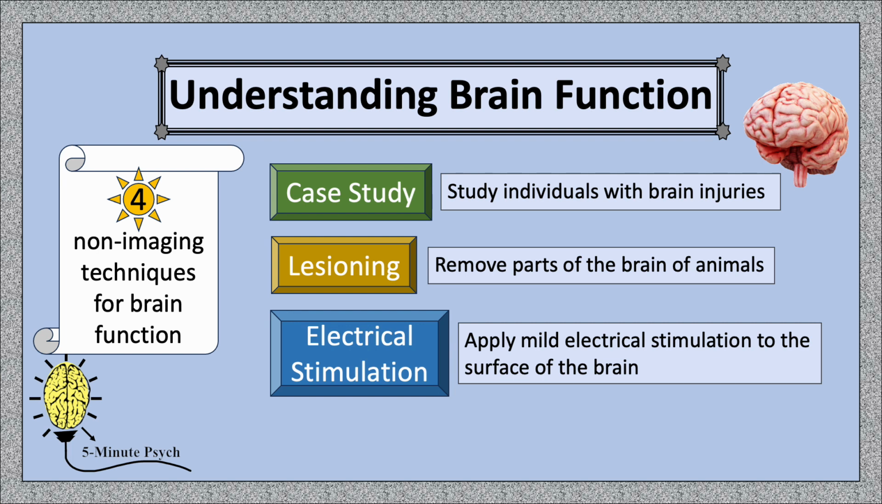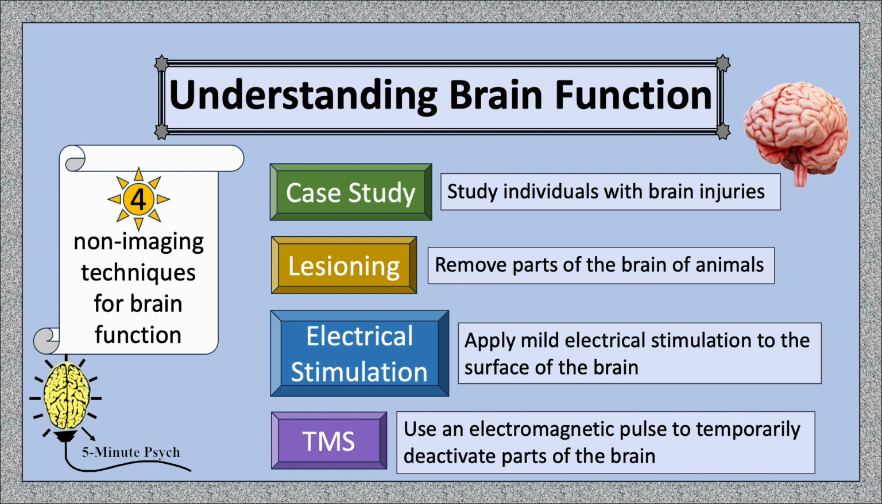The surgeon may stimulate a region by applying a mild electrical stimulation to the surface of the brain. When this happens, the patient may giggle, turn their head, or do other specific behaviors. Finally, with transcranial magnetic stimulation, or TMS, an electromagnetic pulse is able to temporarily deactivate the region of brain just below a specific part of the scalp, and this is helpful to learn what job this region does.